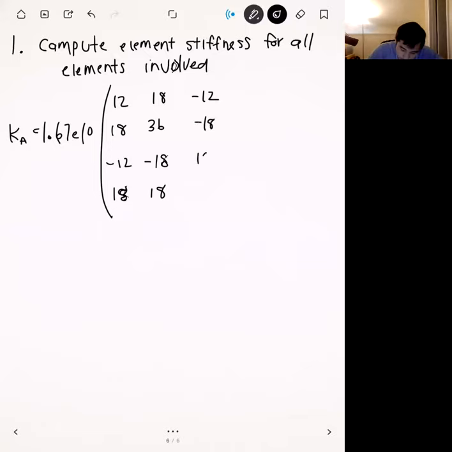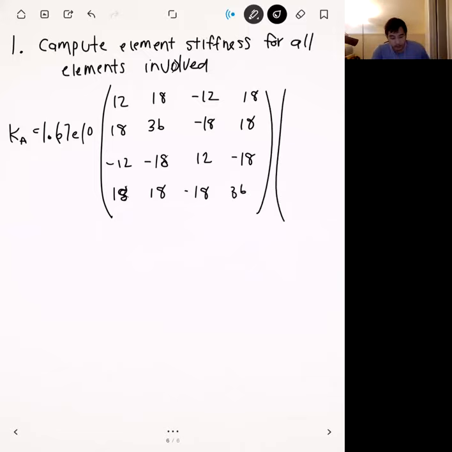Then we have a 12. Then we have a minus 6L, so that's minus 6 times 3, which is minus 18. Okay. And we have 6 times L, and so that's going to be 18. And then 2L squared, and so that's going to be 2 times 9, which is 18 as well. Okay. Then we have minus 6L, so that's going to be minus 18. And we have 4L squared, which is going to be 36. Okay. Right. And so that's the element stiffness matrix for A.